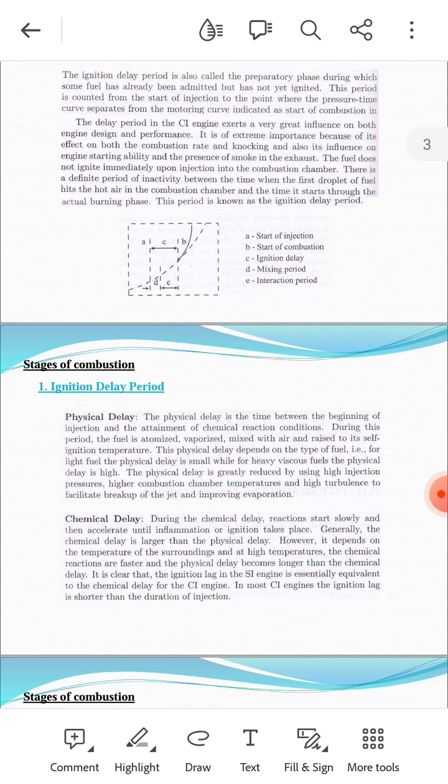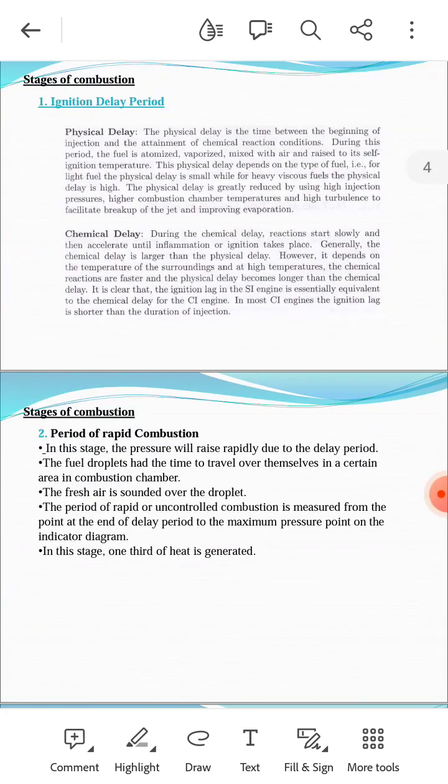Chemical delay. During the chemical delay, reactions start slowly and they accelerate until inflammation or ignition takes place. Generally, the chemical delay is larger than the physical delay. However, it depends on the temperature of the surroundings, and at high temperature, the chemical reactions are faster and the physical delay becomes longer than the chemical delay. It is clear that the ignition lag in the SI engine is essentially equivalent to the chemical delay for the CI engine. In most CI engines, the ignition lag is shorter than the duration of injection.